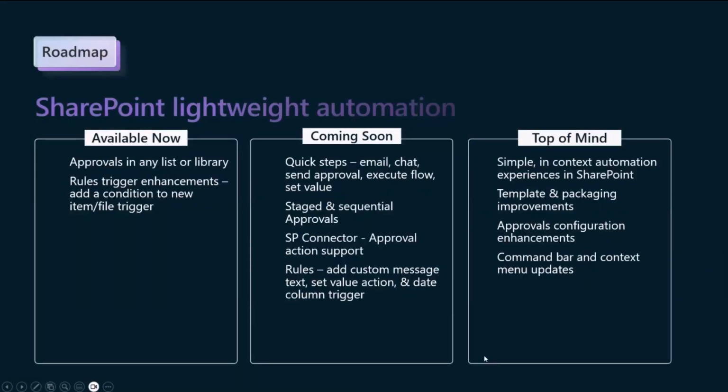Really quick roadmap highlight before the demos. Like I said, approvals available just about today. If you don't see it, very, very soon. A new trigger enhancements around the conditions of rules. And you're going to see more around the quick steps rolling out in about the next month. Bringing things like staged and sequential approvals is a very common ask we get.